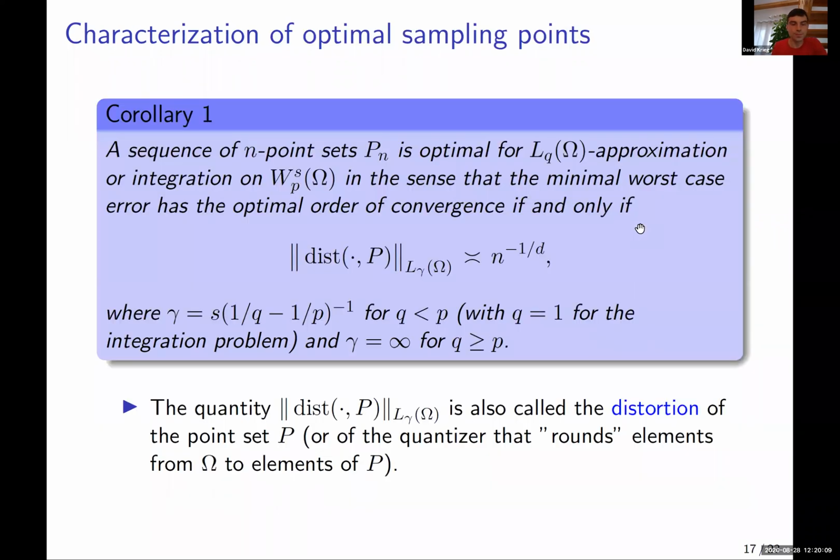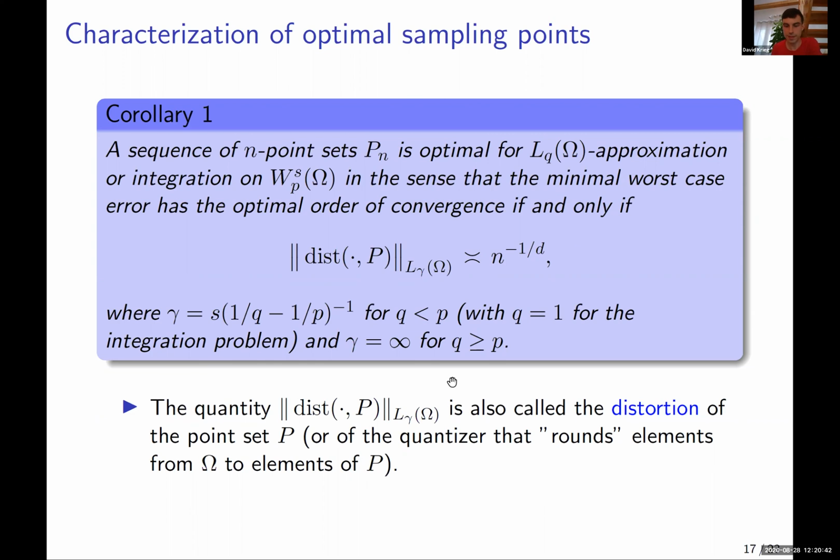And let's play around a little with these results in the end. First of all, we can characterize optimal point sets. If we have a sequence of point sets, then we get the optimal order of convergence if and only if this gamma norm from before decays like n to the minus 1 over d. This is in contrast to the stronger condition that the covering radius decays like n to the minus 1 over d.